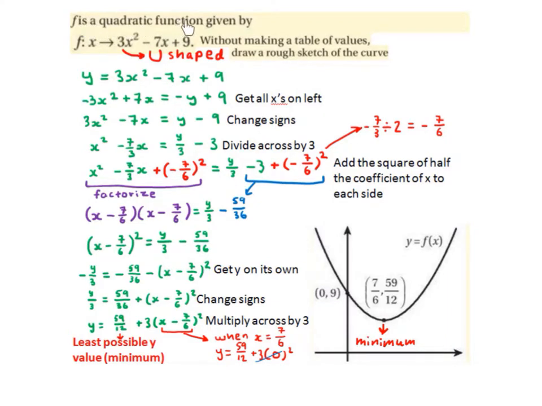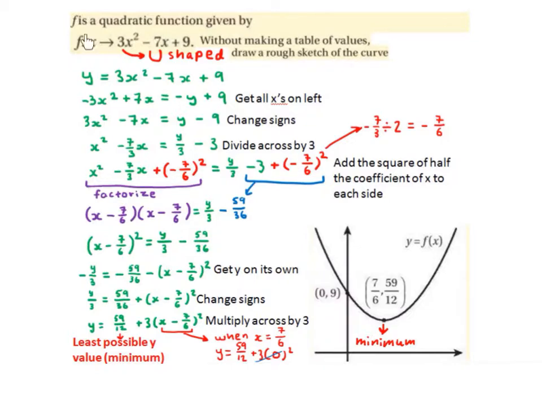f is a quadratic function given by f of x maps to 3x squared minus 7x plus 9. Without making a table of values, draw a rough sketch of the curve. So first of all, we know that our graph is going to be U-shaped because we have a positive x squared. If this was minus x squared, it would be N-shaped.